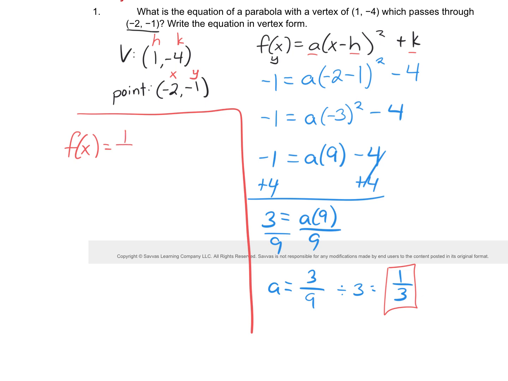1/3 times x minus, what's h? 1. And then squared, what's k? -4. So that is my equation in vertex form. The final answer. So we use the vertex and the point to help us find what a is, and then once we found a, we could rewrite our new equation.